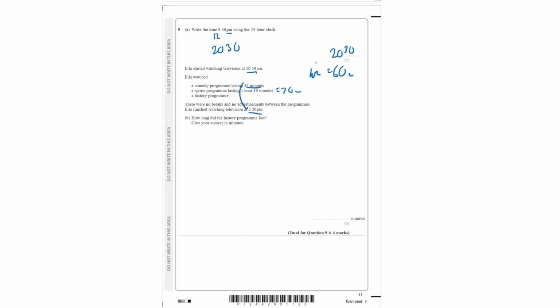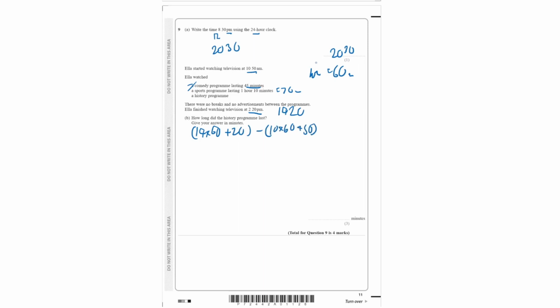If we're able to find the total duration and subtract the comedy program and the sports program, we can then find the time for the history program. So firstly, we can convert 2:20 p.m. into a 24-hour clock. So 2 plus 12 is simply 14, and we write the time as 14:20. Now we have to convert the hours to minutes in order to find this out. So 14 times 60 plus 20, and then we subtract 10 times 60 plus 50.